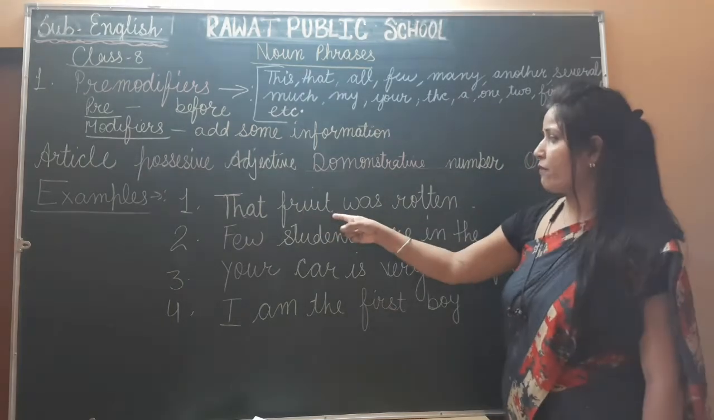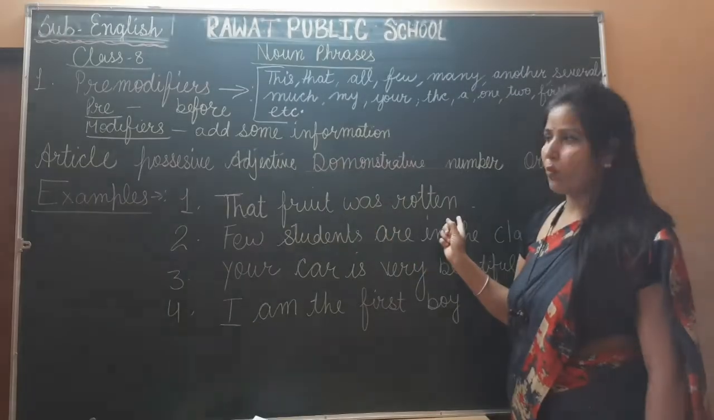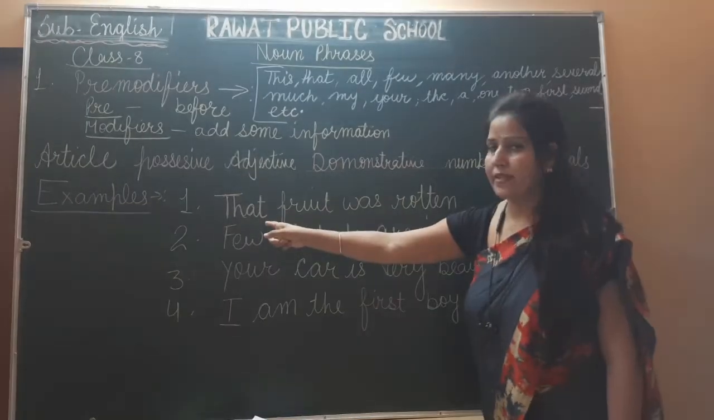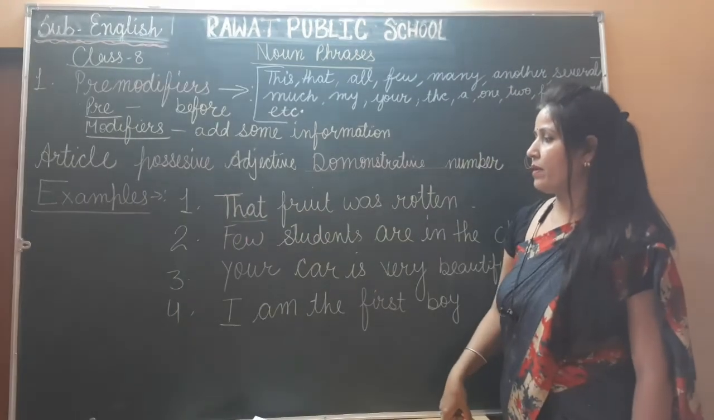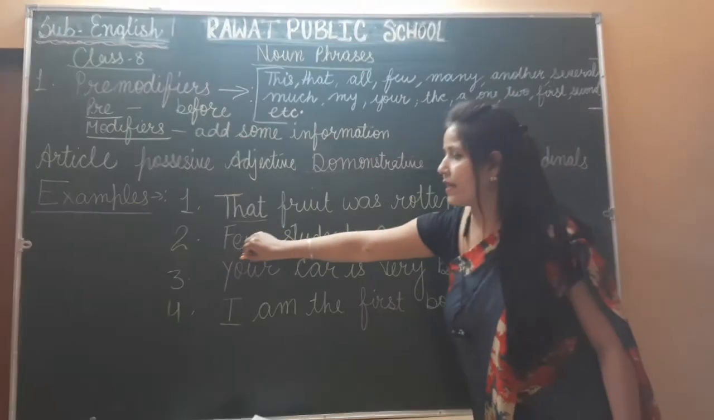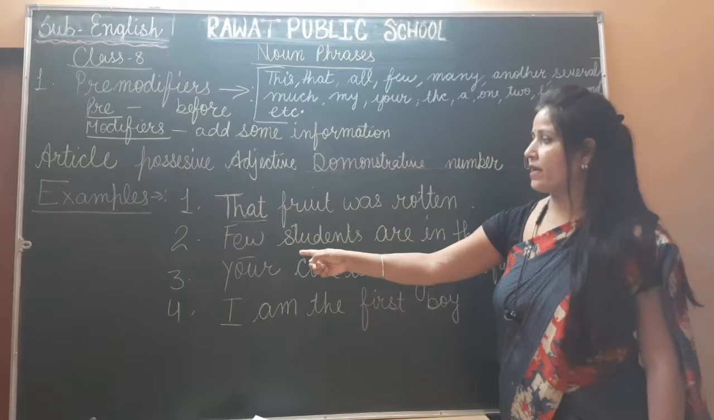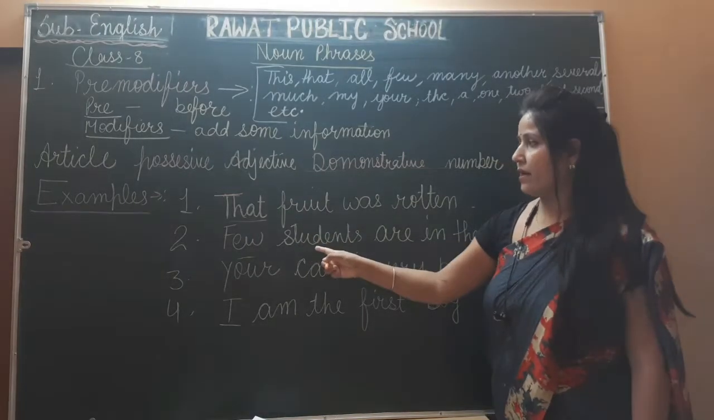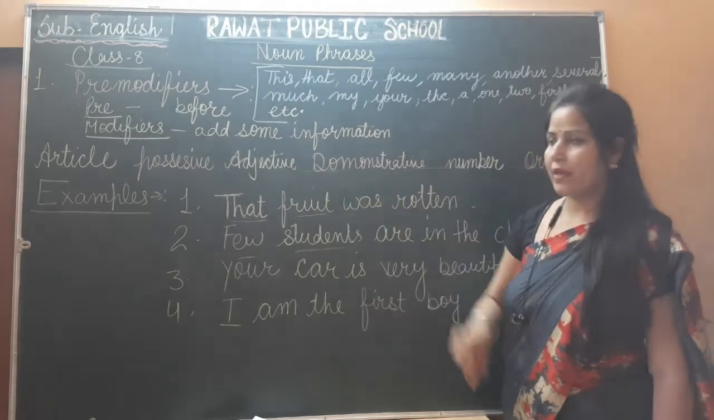So, that fruit was rotten. In this sentence, what is the pre-modifier? Yes, that is the pre-modifier. In the second example, few students are in the class. So few is a pre-modifier because it modifies the noun. Noun is the main word, and fruit is the main word.